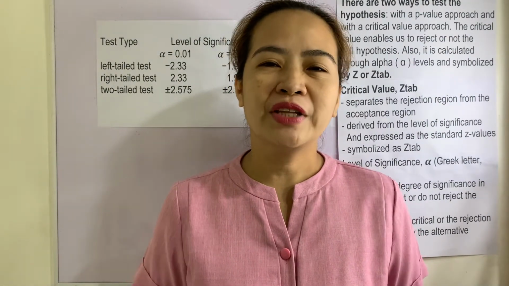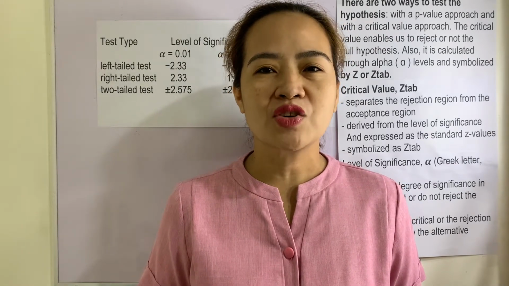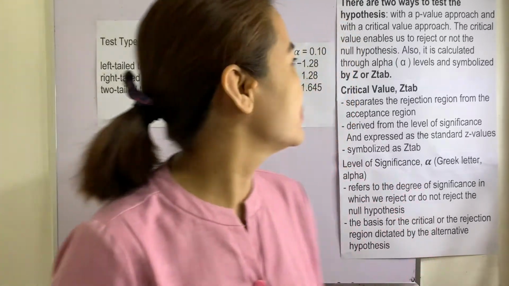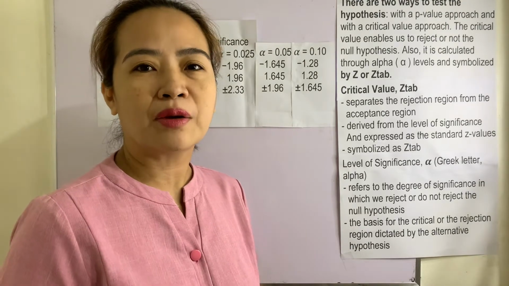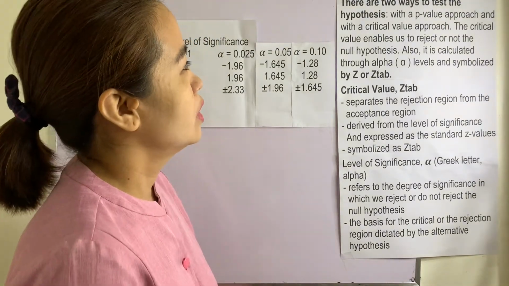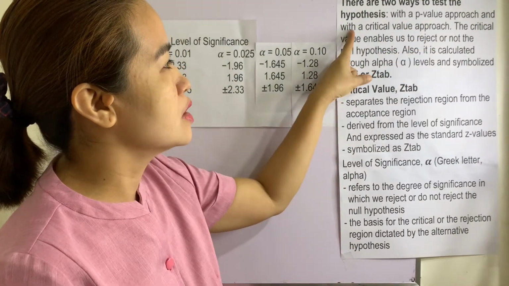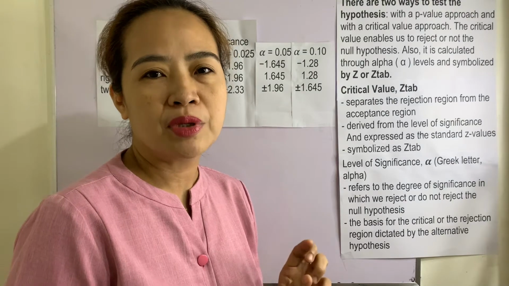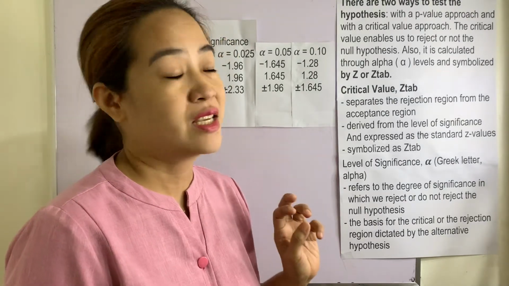Our topic for today is identifying the appropriate rejection region involving population proportion. Let's do it. There are two ways to test the hypothesis involving population proportion. First is the p-value approach, and the second is the critical value approach. So we will be discussing only the critical value since this one is easier.